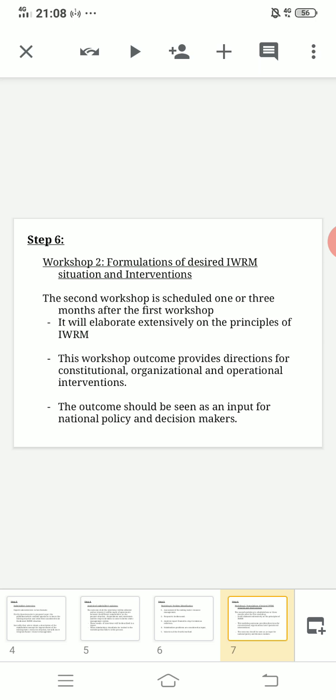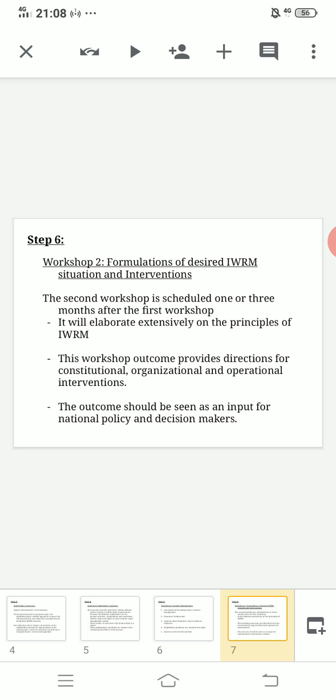In step 6, there will be a second workshop on formulation of the desired IWRM situation and interventions. The second workshop is scheduled 1 to 3 months after the first workshop. It will elaborate extensively on the principles of integrated water resource management, and it will result in the formulation of a desired water resource management situation in that specific river basin and the set of interventions that will be needed to achieve that. This workshop outcome provides directions for constitutional, organizational, and operational interventions.